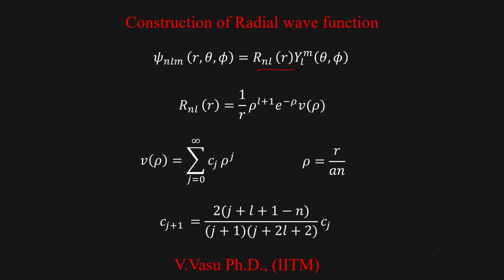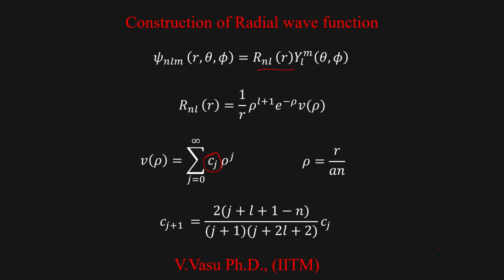Rho is given as rho equals r over a n, where n is the principal quantum number. We can substitute this here, and here you have rho, here you have rho. V of nl can be substituted from here. To find this, you can find rho easily, that is rho equals r over a n. Then v of rho can be found by calculating this coefficient c_j.